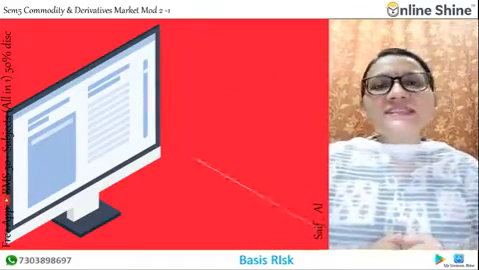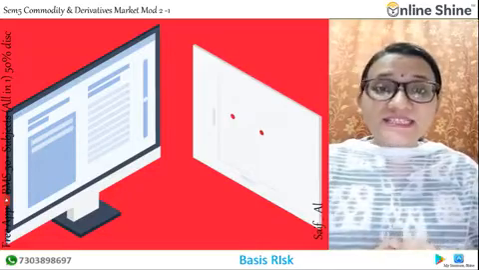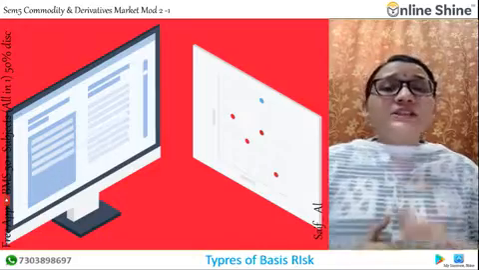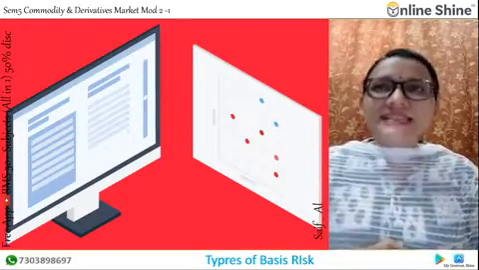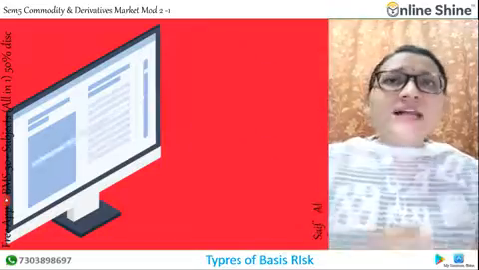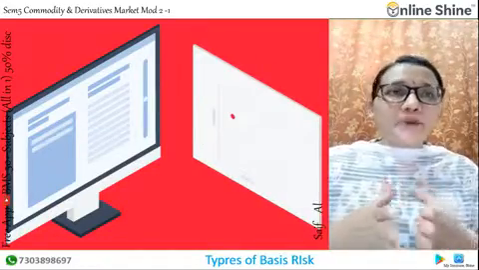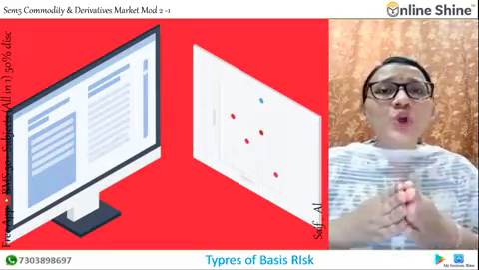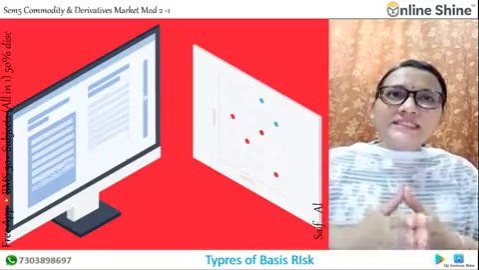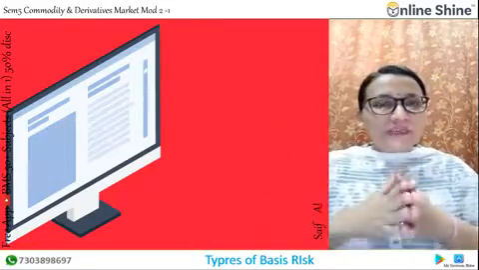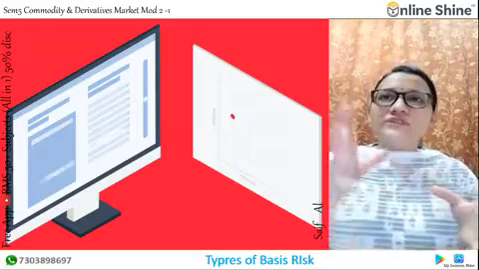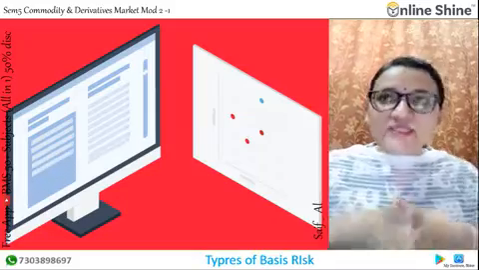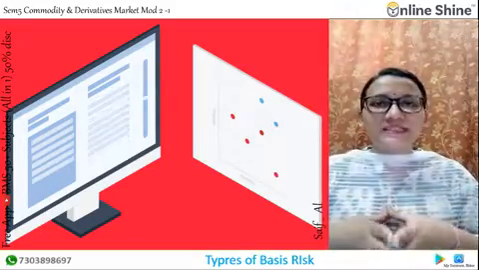Now quickly, we discuss the types of basis risk. It is very important from the examination point of view. What are the types of basis risk? The first type of basis risk is the price basis risk. This is the risk that occurs when the price of the asset and the futures contract do not move in tandem with each other. It means the price of the asset and the futures contract do not move in step, so there will always be a price basis risk.